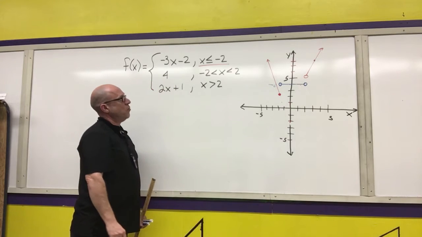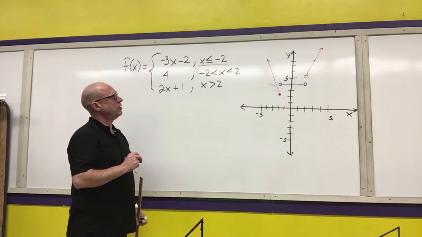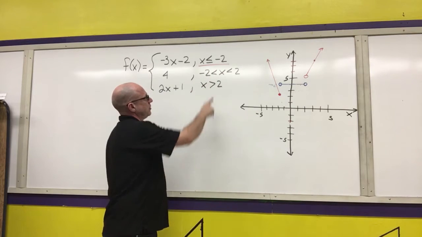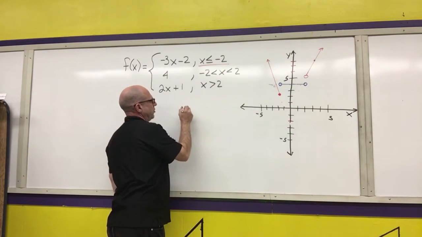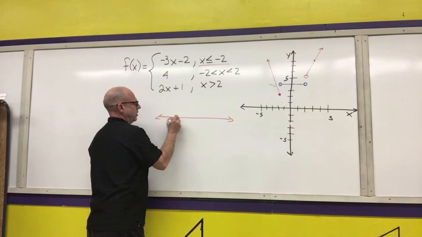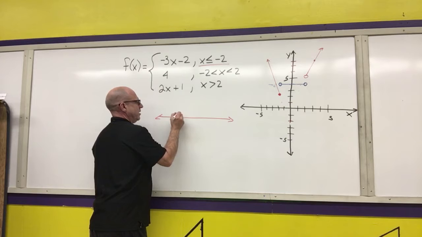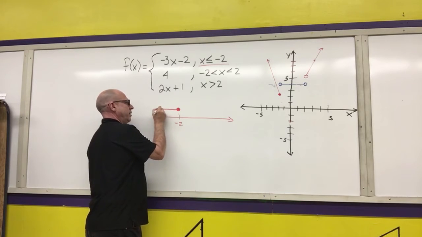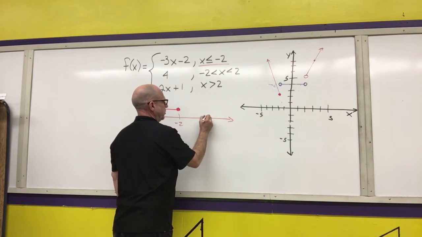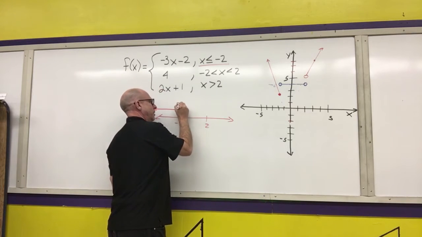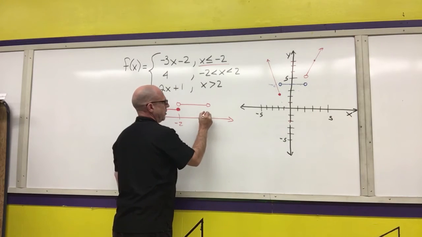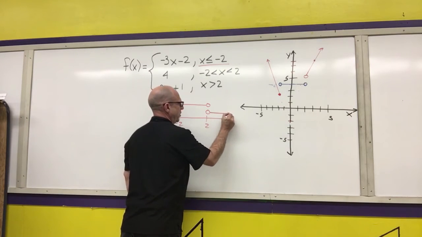If I want to know what the domain is of a piecewise function, I just look at what are all of the valid values for x. Well, here, x is less than or equal to -2. So I'm going to just draw this on a number line. So x is everywhere from here to here. Oh, it's between -2 and 2. So I have holes there and there. And x is greater than 2, which would be this on the number line.